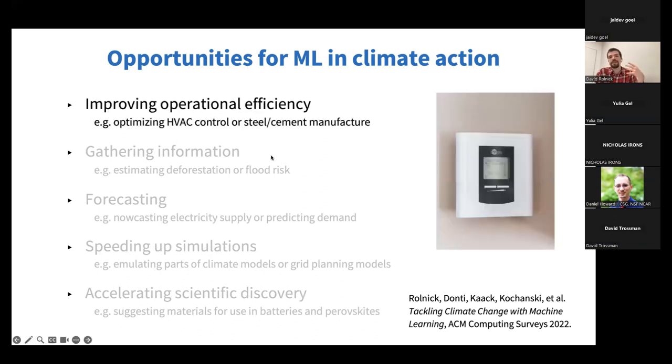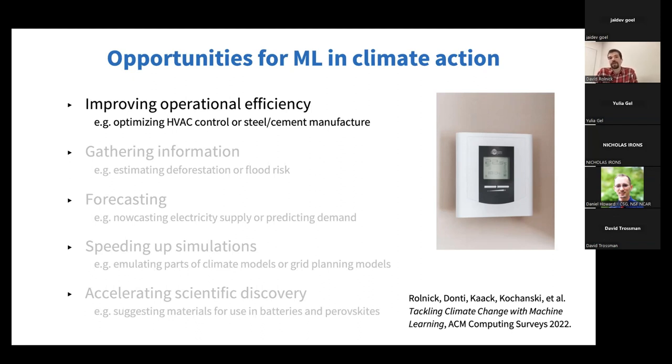The first theme is improving operational efficiency. So taking some complex automated system and helping it run using often lower energy, also potentially lower cost, but lower energy is often the most aligned with climate action, though not always. For example, optimizing the heating and cooling systems of buildings, HVAC systems. Here you can see a small thermostat being used in a personal house, but this is also going on with smart thermostats and smart heating systems in industrial and commercial buildings increasingly.